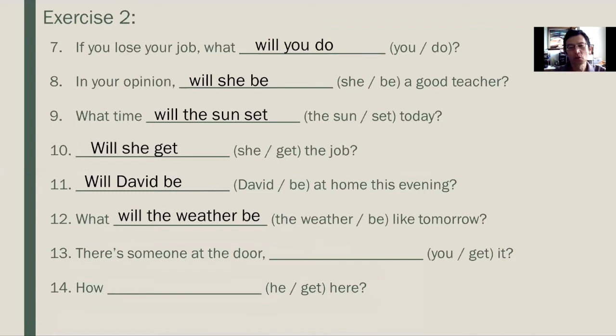There's someone at the door. Will you get it? You could also say, there's someone at the door. Won't you get it? It means almost the same thing as will you get it. Here's the last sentence. How will he get here?